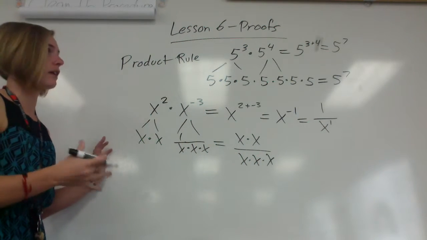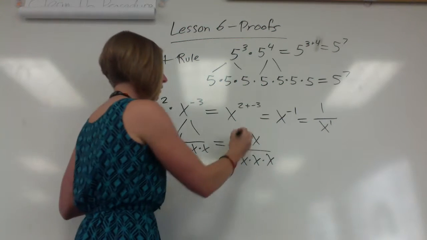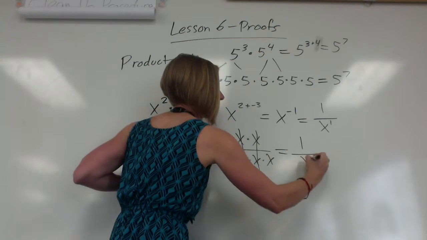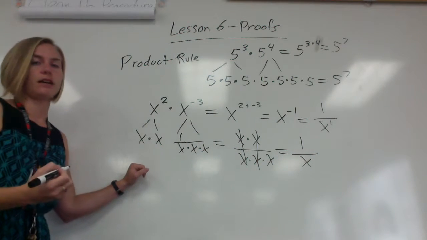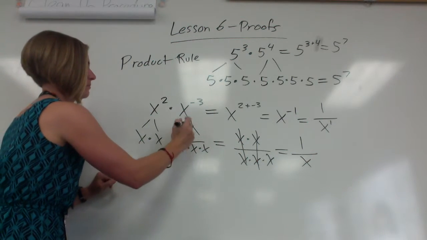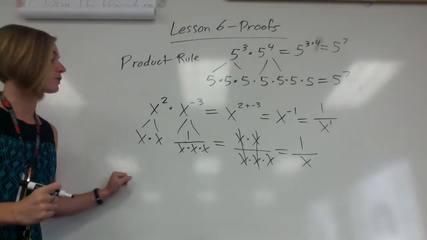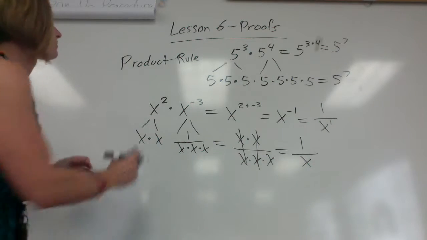And now we're actually getting kind of closer to the quotient rule where we know that we can cancel out top and bottom, and what's left? Well, there's 1 x on the bottom. Okay, it's a little messy. Okay. So now let's actually go to the quotient rule.